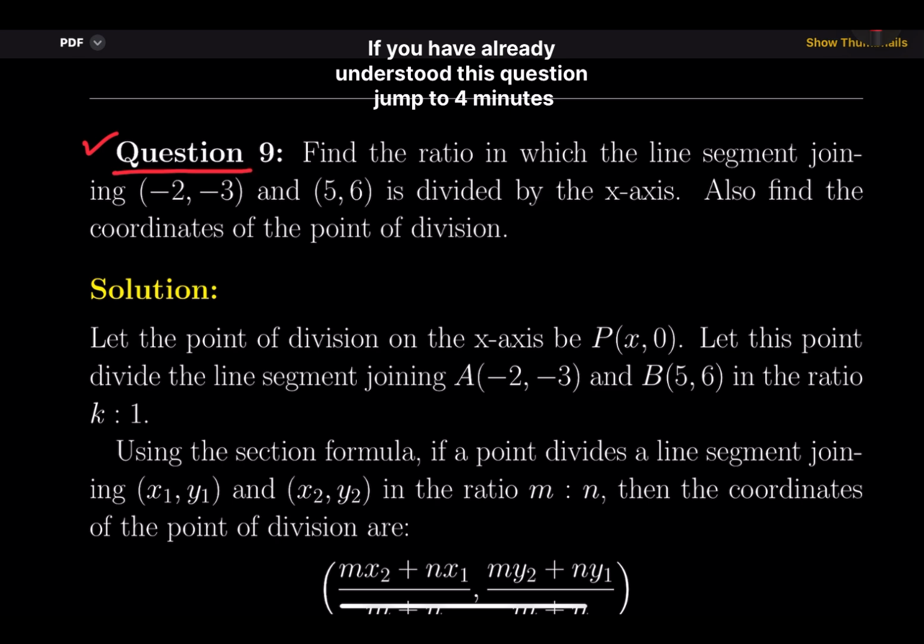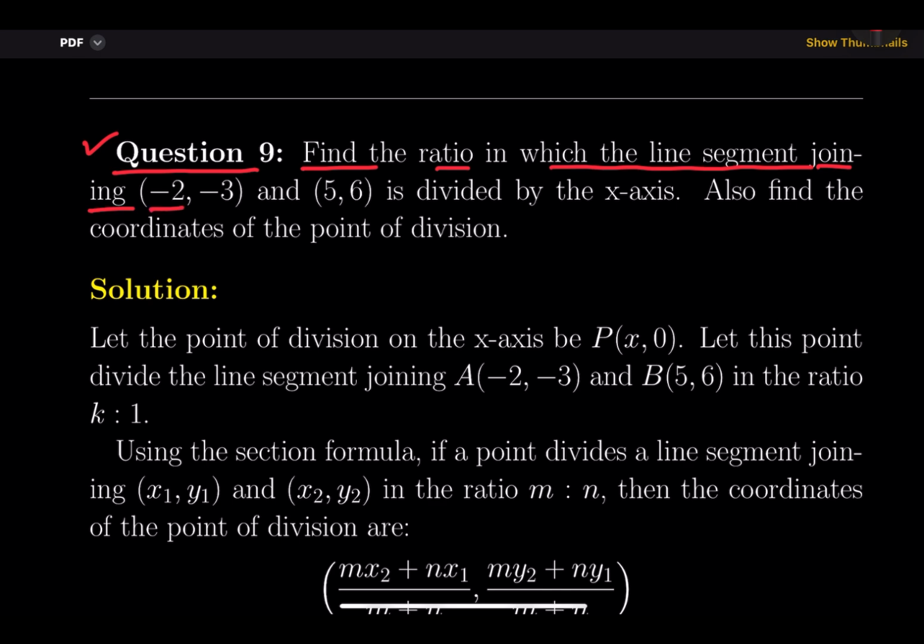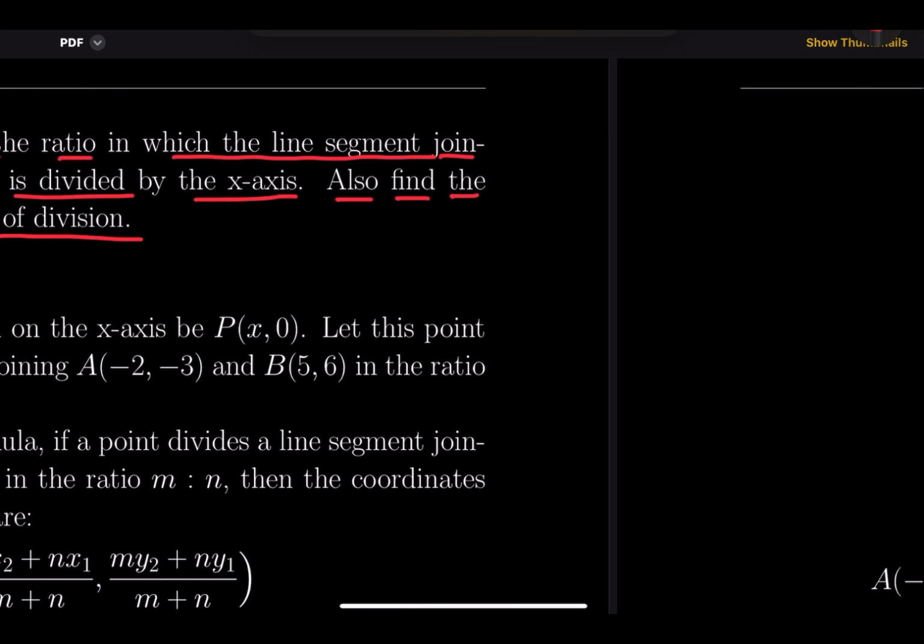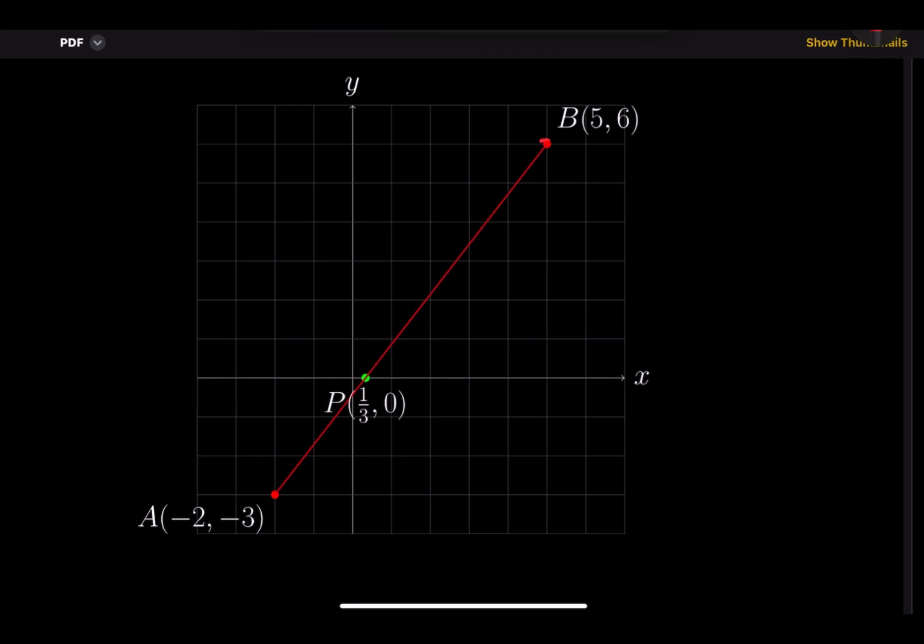Question number 9 says: find the ratio in which the line segment joining (-2, -3) and (5, 6) is divided by the x-axis. Also find the coordinates of the point of division. This is the question. Sir, we didn't understand the question. Let me make you understand the question.